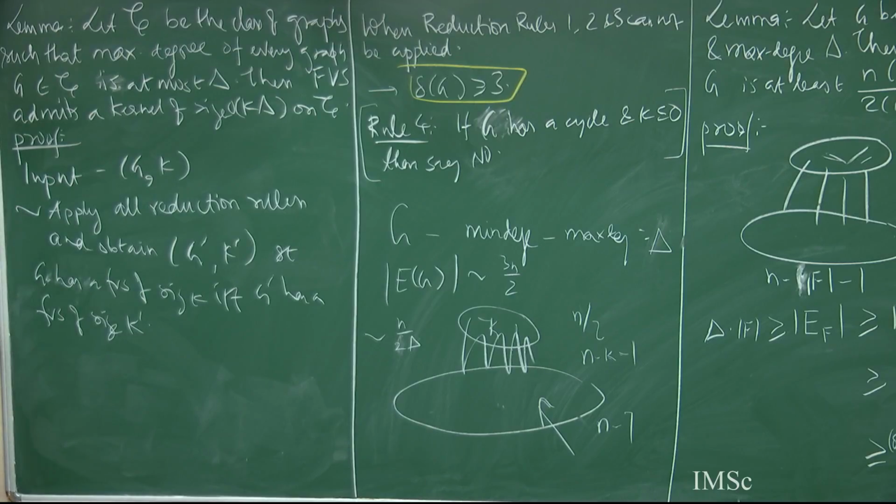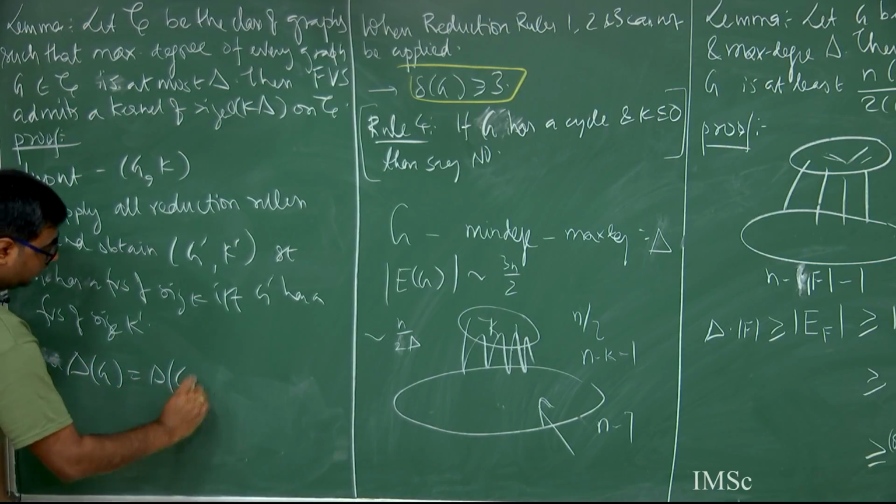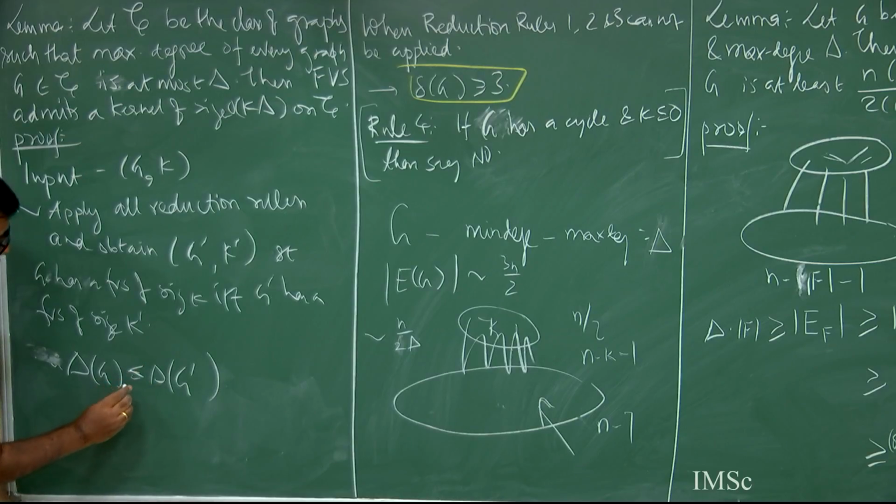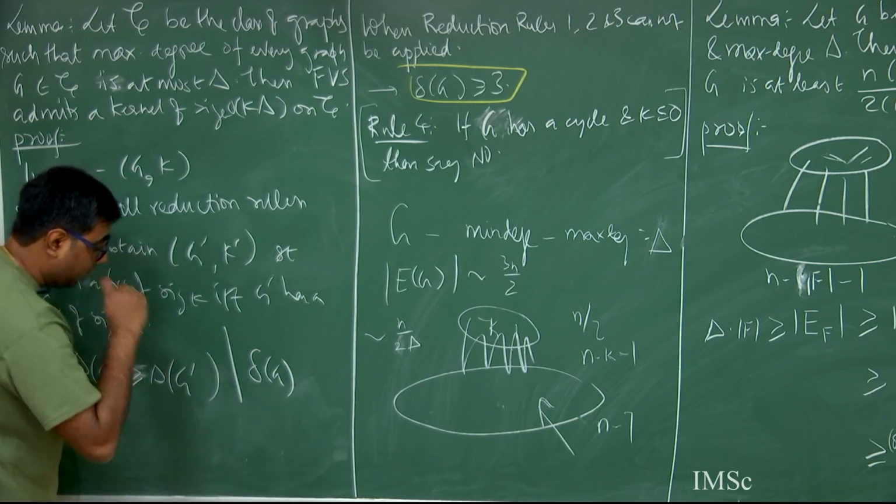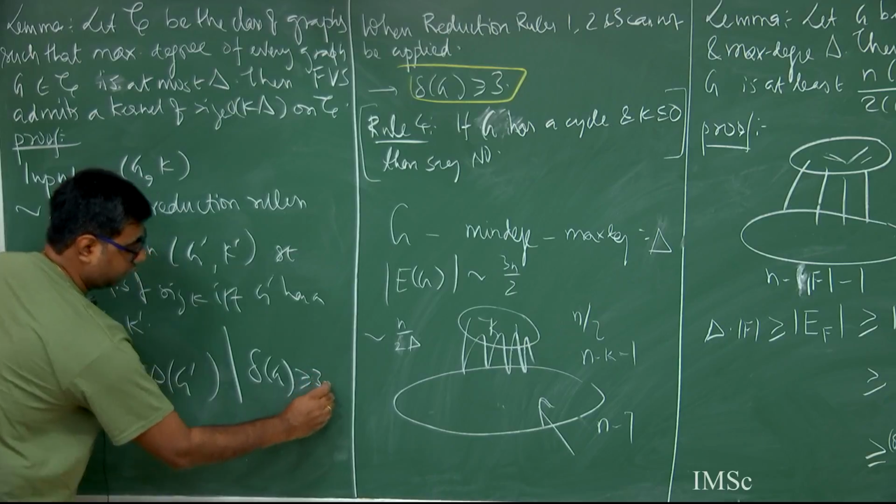Agreed? And the important point is that delta of G prime is less than or equal to delta of G. It does not increase, and that is all that I care about. Okay. And what is this? Minimum degree is 3. Okay.